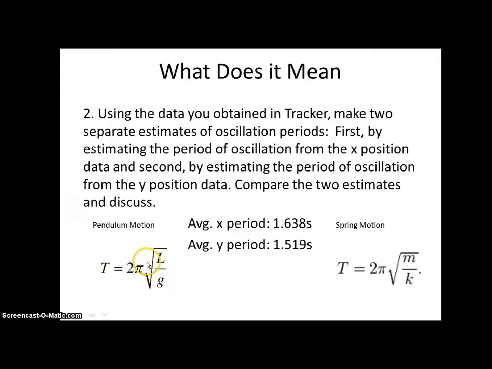Now here's the equation for pendulum motion period, and here's the equation for spring motion period. As you can see, they're not related. The pendulum motion is related to the length of the string that's holding it and the gravitational constant, whereas the spring motion is related to the mass of the object at the bottom of the spring and the spring constant. So they're not related, therefore they shouldn't be the same. So our results turn out right.